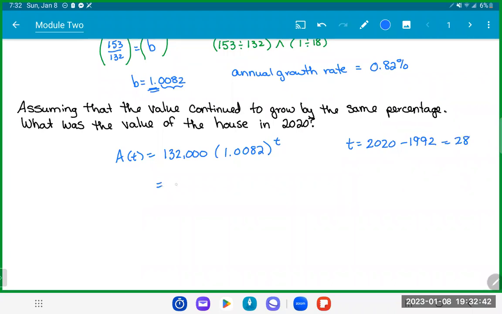So when we put that into our formula, we have 132,000 times 1.0082 raised to the 28th power. And that will give us a home value of $165,913.35 in the year 2020.